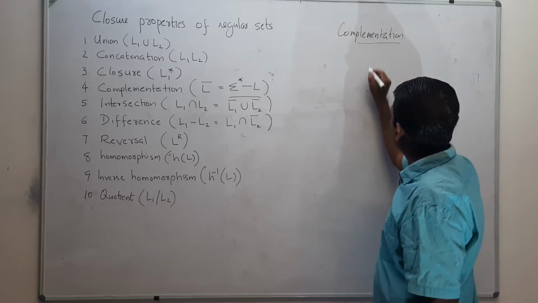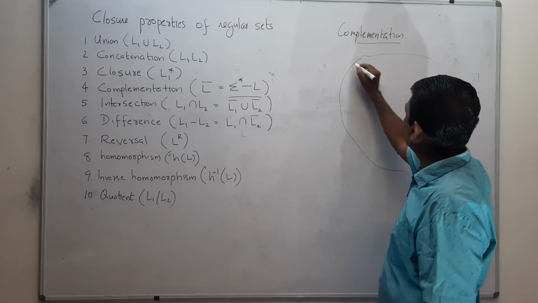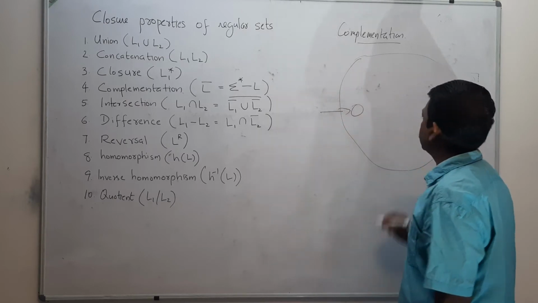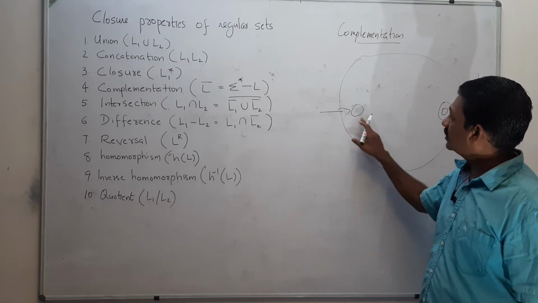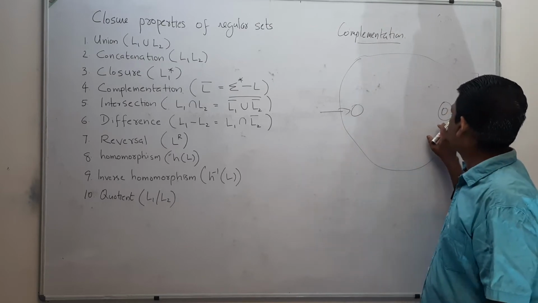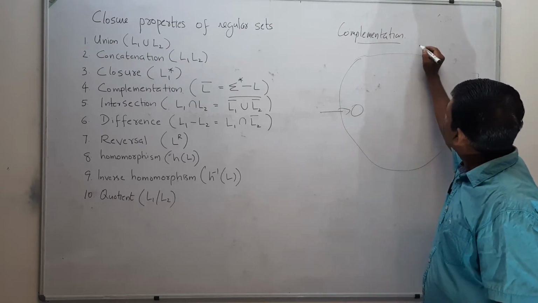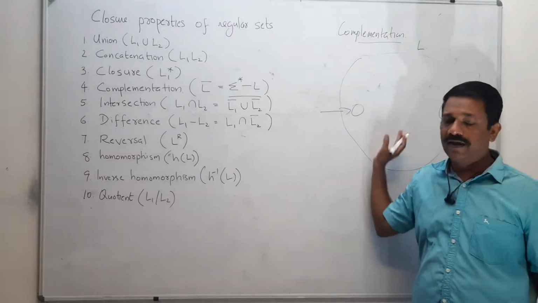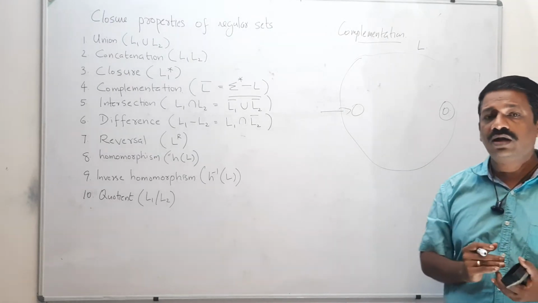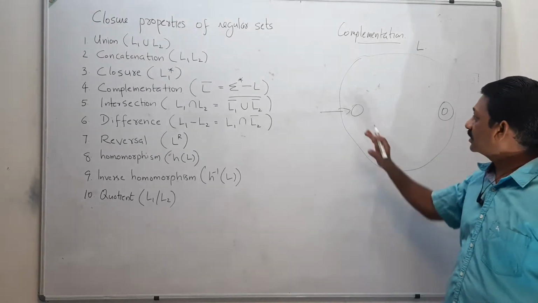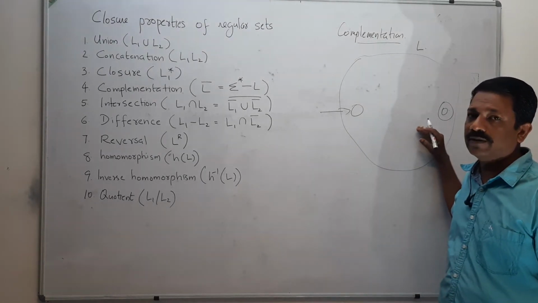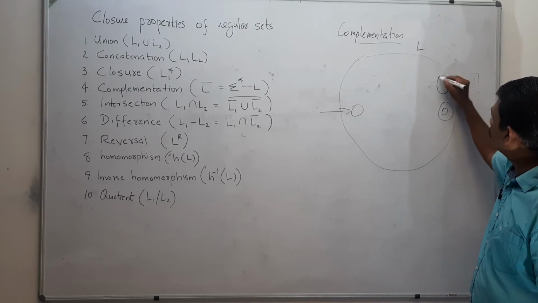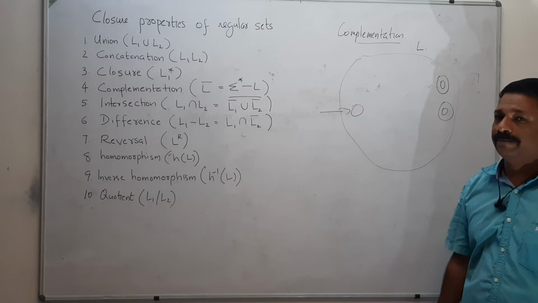Complementation means, suppose that here you have a finite automaton, and suppose that this is the start state and this is the final state. Suppose this is L, this is accepting L. That means this should accept all languages which are accepted by this finite automaton.